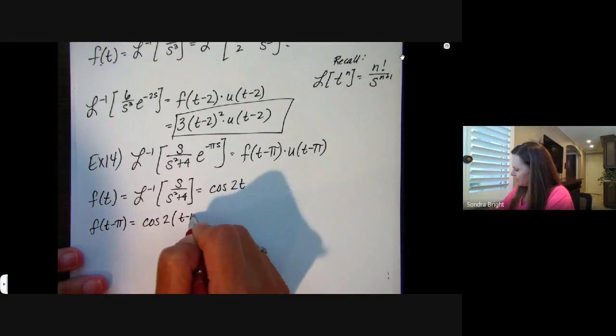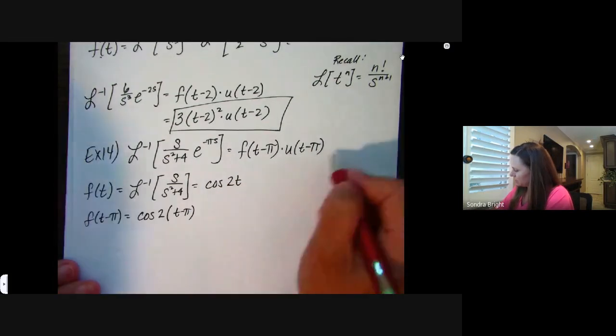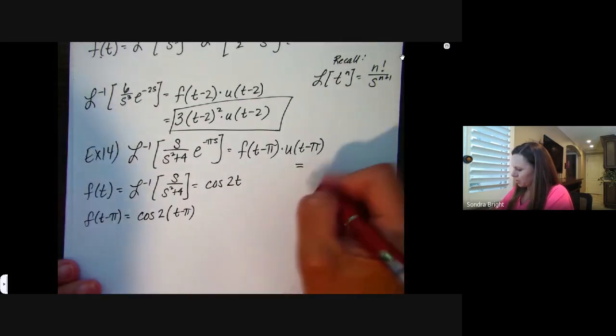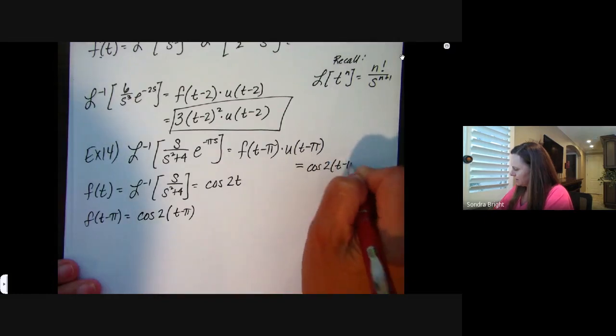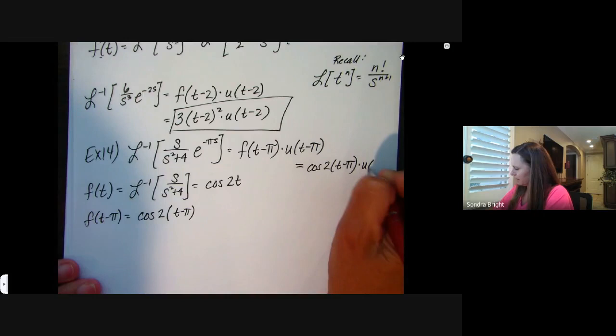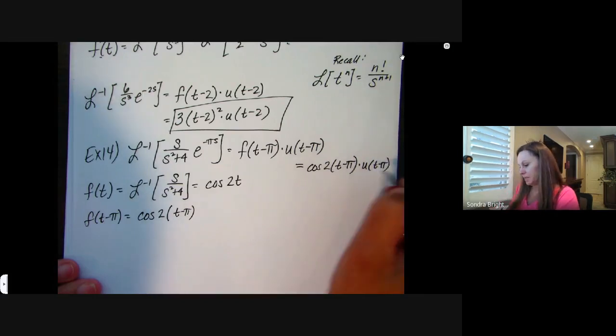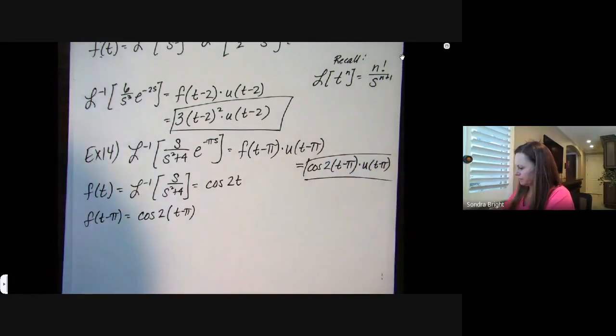So that means this is equal to cosine of 2 times t minus pi times u of t minus pi. There's your first inverse Laplace transform of that one.